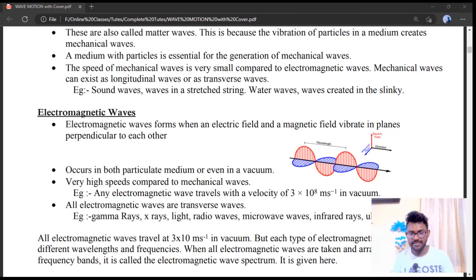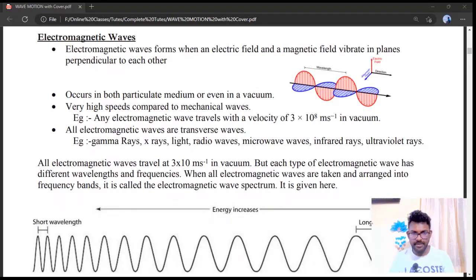When we were discussing optics, we limited ourselves, from the electromagnetic spectrum, to the visible light. So light is an electromagnetic wave. Any electromagnetic wave, not just visible light, every other electromagnetic wave also propagates in a vacuum at a velocity of 3 into 10 to the power 8. Some examples are the gamma rays, the X-rays, the radio waves, microwaves, infrared, and ultraviolet.